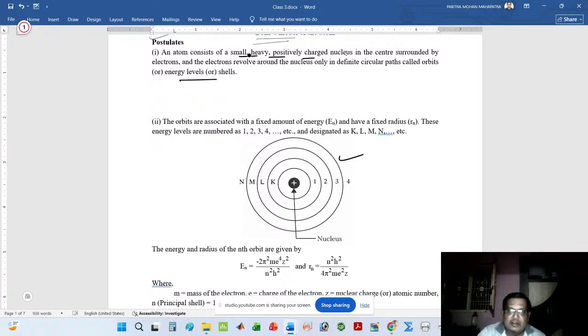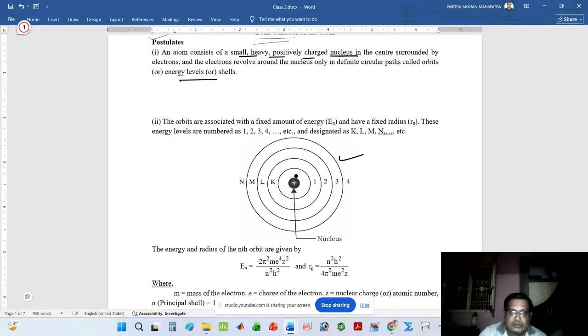That means an atom must have a nucleus, which supports the Rutherford atomic model. Rutherford atomic model also said that an atom is made of two parts. One is the nucleus part, another is the extranuclear part. So Bohr's atomic model also supports something of the Rutherford atomic model. Rutherford also said that there is a heavy positive charge nucleus in the center.